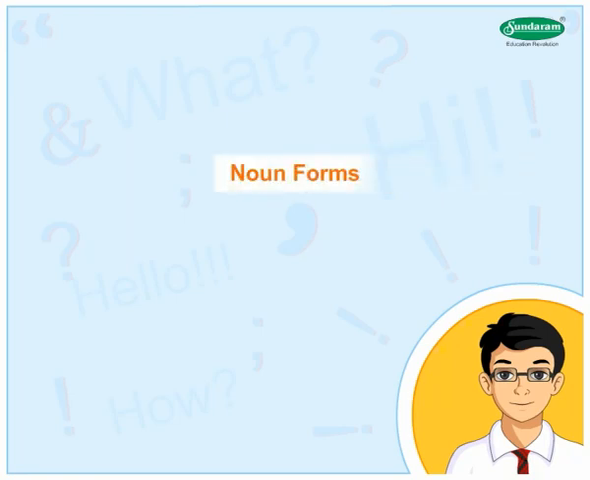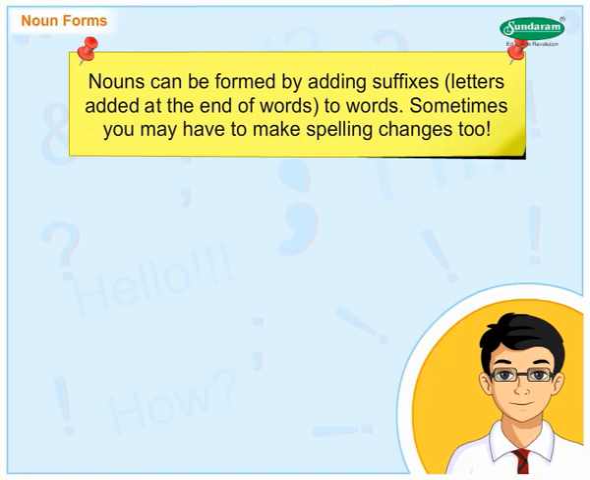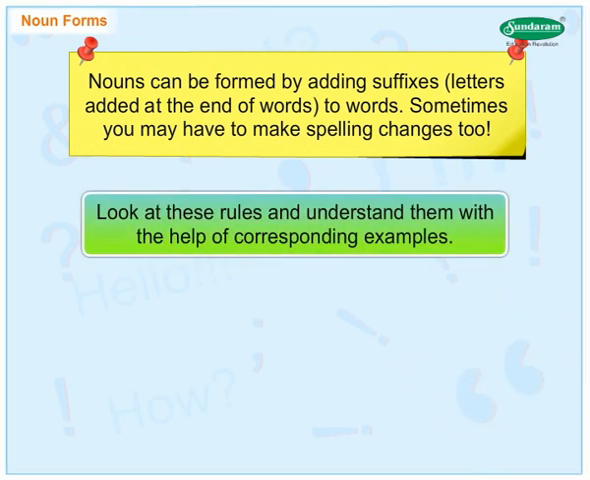Noun forms. You can form nouns by adding suffixes, letters added at the end of words, to words. Sometimes you have to make spelling changes too. There are rules on how this is done. Now, let us take a look at these rules and understand them with the help of corresponding examples.